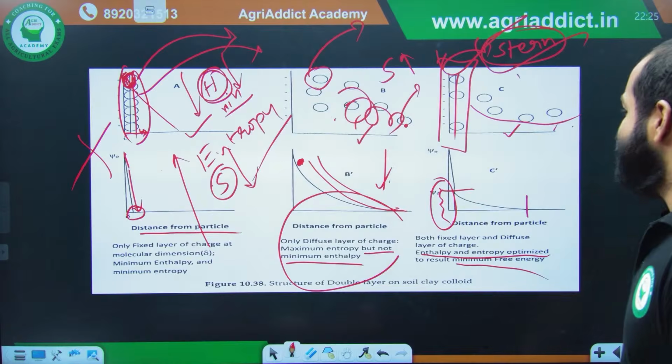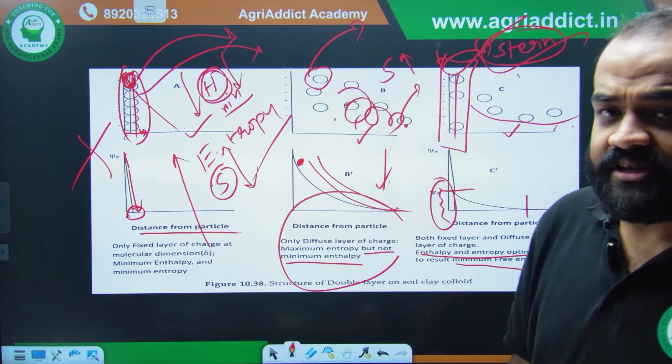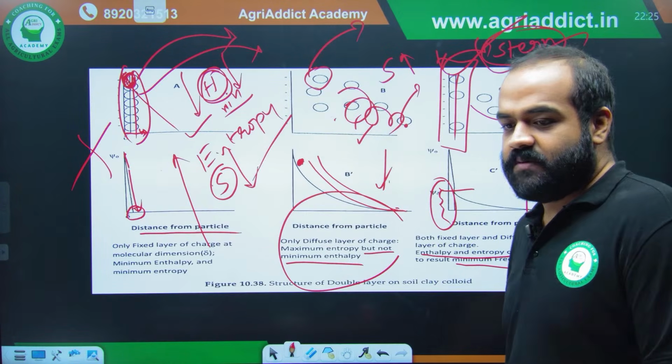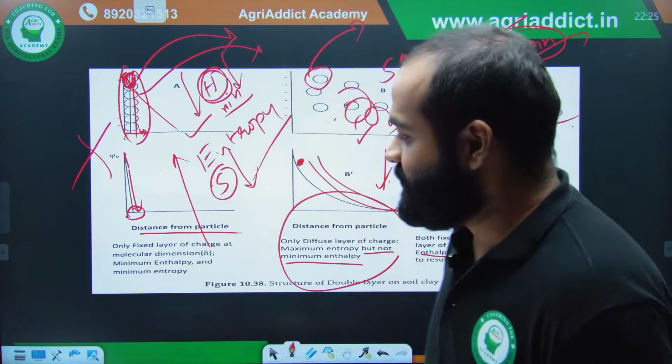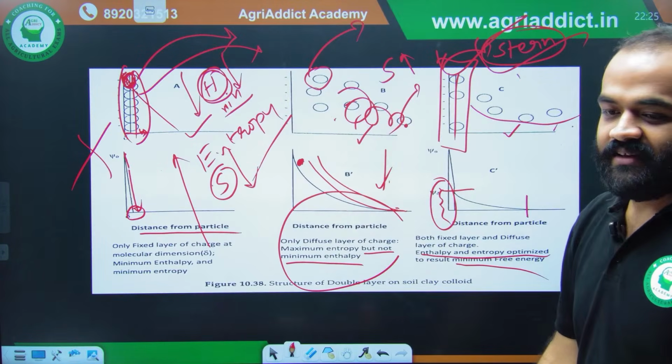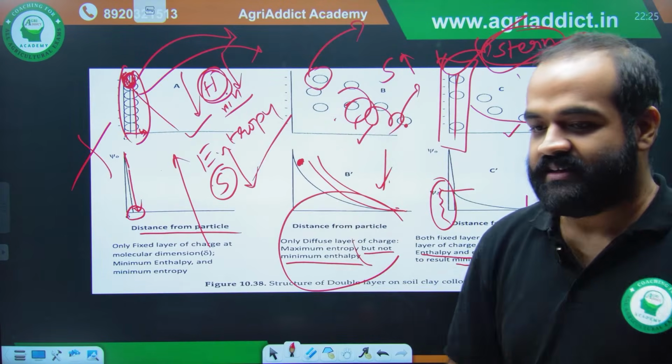So I think I have covered everything. Ligand exchange, you guys told me to skip it and move ahead. What type of question will come from this diagram? Everything here is a question. They can ask this.